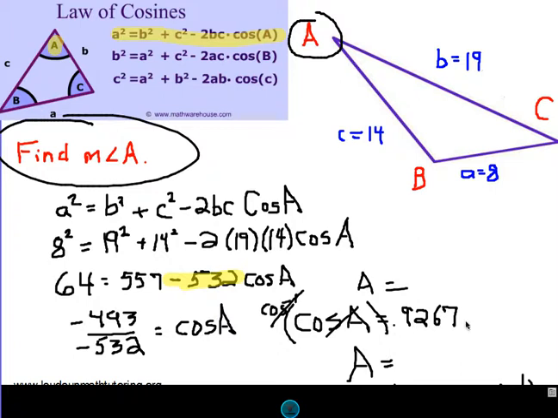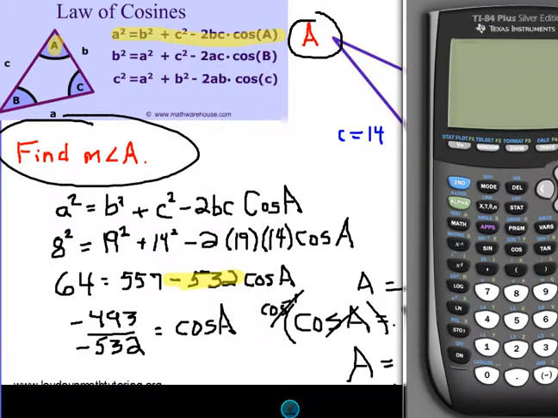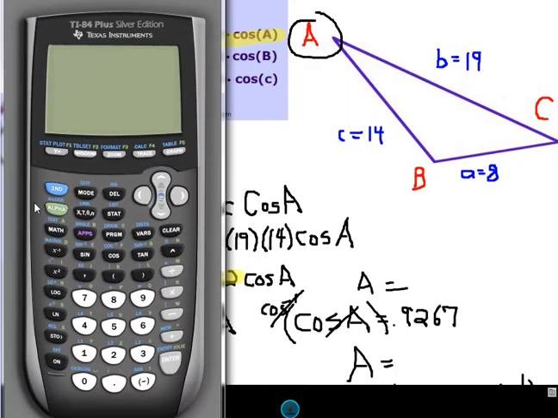Now, we got right to the end of our session and you got an answer and it's like, that doesn't sound quite right. Here's what was happening. Let me see if I can get this calculator here. We did the inverse cosine of 0.9267, and we got 0.352, and that doesn't sound right. And our session ended and I said, I'll get back to you.